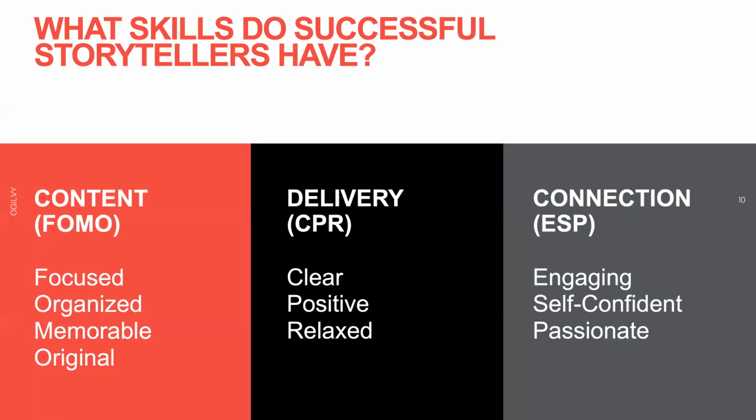And so what I've created here is a synopsis slide of some of the storytelling skills I want to briefly cover today. I split them into 3 areas around content, delivery, and connection. And you'll also see a little word in parentheses that I'm hoping will be a way to help make these easier to remember. So with that, content, that's FOMO, fear of missing out, because you don't want people to miss out on all the great information you're hopefully going to be sharing with them as a part of your engagement. So this is where you're focused, organized, memorable, and original in what and how you share a story.